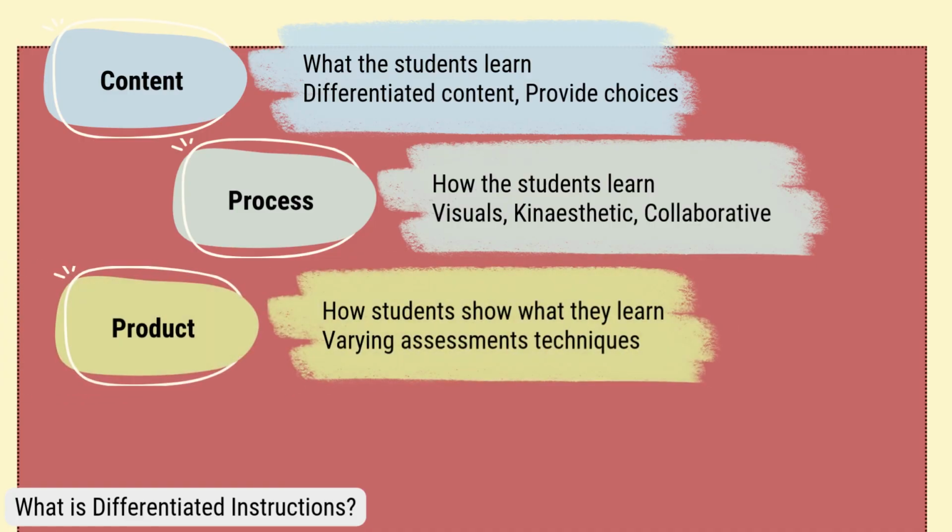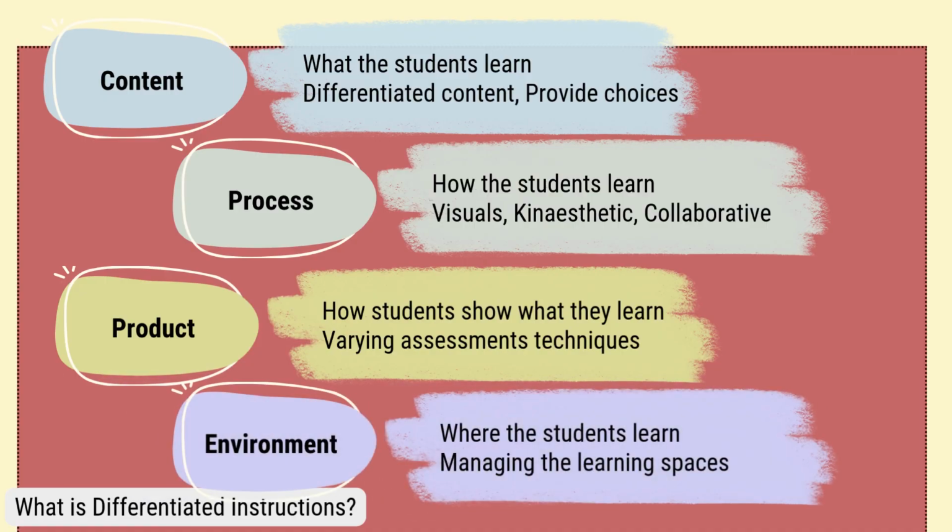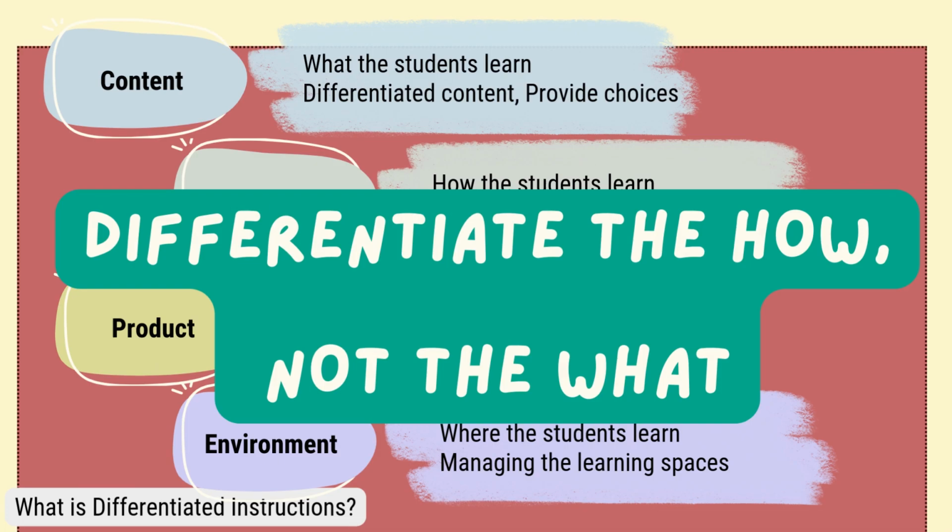Third, product. How students show their learning. Students can demonstrate what they've learned in different ways. The learning standard is the same, but the way students show their understanding can differ. And lastly, environment. The setting in which students learn. A flexible classroom environment helps create the right conditions for every learner to do their best. Together, these four areas, content, process, product, and environment, help teachers design lessons that meet students where they are, while still guiding them toward the same learning goals.